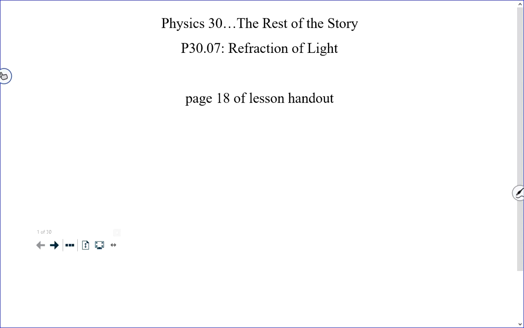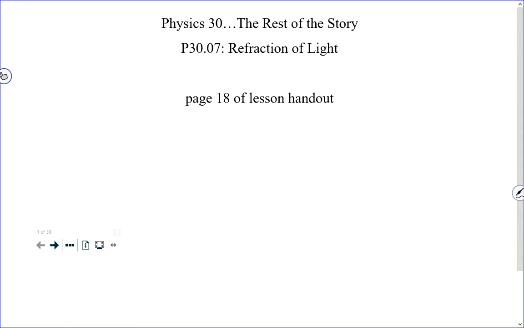We're going to finish off the current handout, which is Physics 30, the rest of the story, part 1 today, by finishing the final lesson in that handout, which deals with refraction of light. This lesson can be found on page 18 of the lesson handout. And you did study refraction a little bit last year in Physics 20.